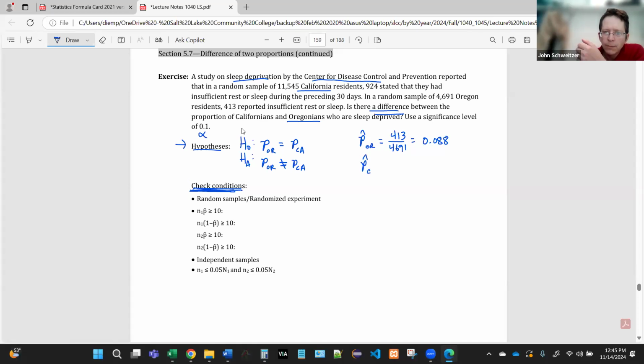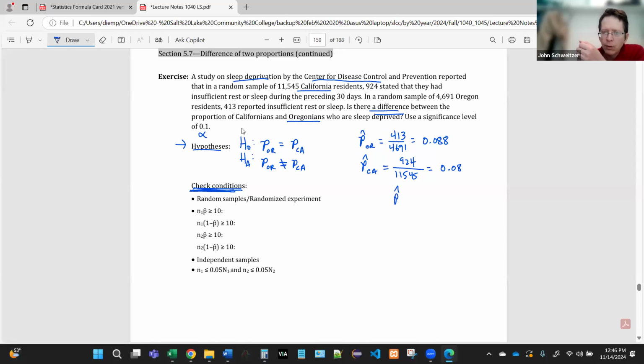And then in California, notice that it's a much larger sample, but that's okay. The math is flexible with that. It does not have to be the same size. You have about an 8% sleep deprivation rate. So which do you think I would let be my first sample? Well, when I'm going to GeoGebra, I'd probably let Oregon be the first sample because it's a larger number, right?